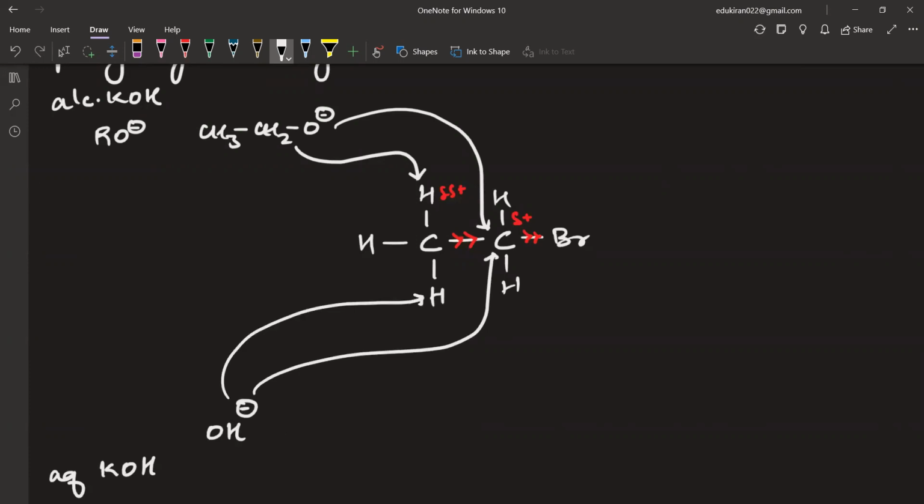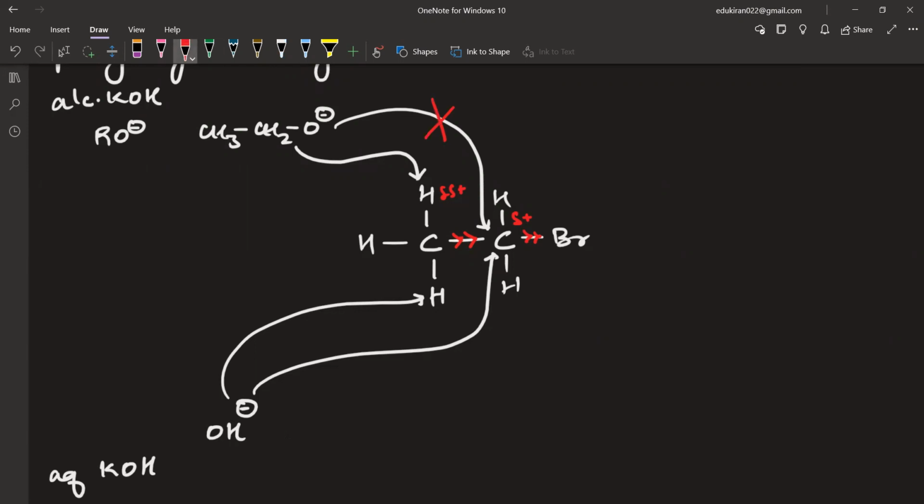Now, please listen very carefully. Both alkoxide and OH negative want to attack the carbon atom having a delta positive charge, because that positive charge will be very high. The positive charge on this carbon will be the highest because it is attached to a halogen, which is more electronegative. This hydrogen will have less positive charge than this carbon atom. But you have to remember that CH3CH2O negative is very large. That is why this attack cannot take place.